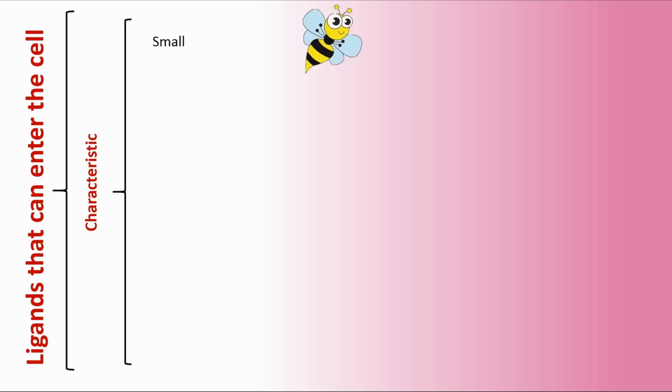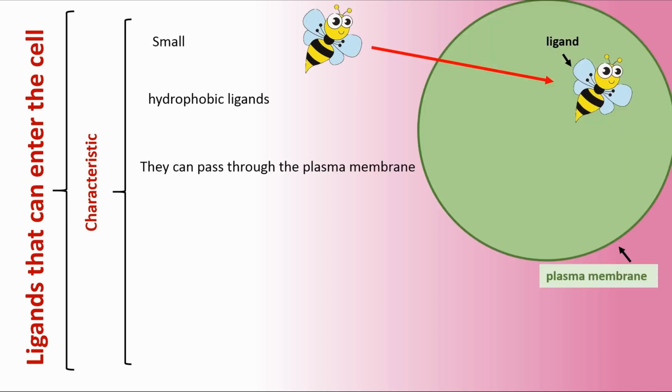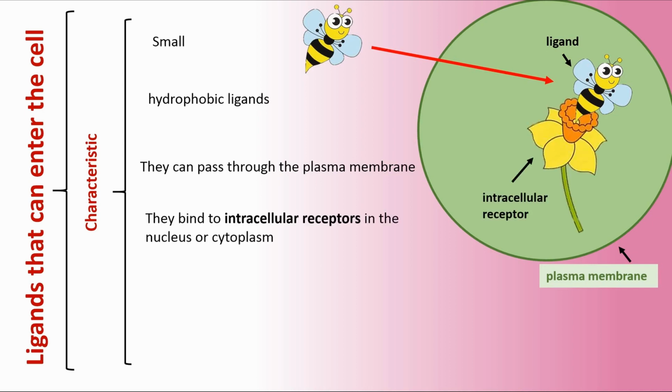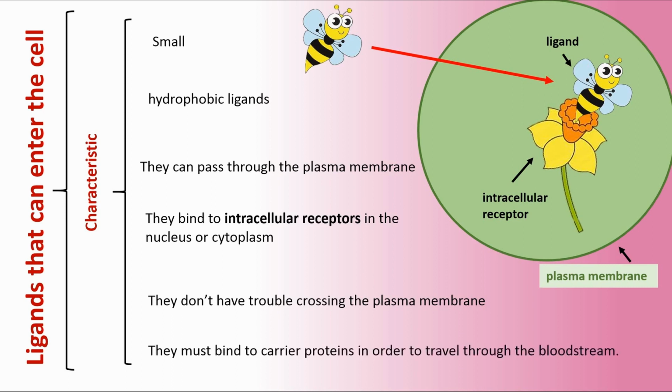Ligands that can enter the cell. Characteristics. They are small, hydrophobic ligands. They can pass through the plasma membrane. They bind to intracellular receptor in the nucleus or cytoplasm. They don't have trouble crossing the plasma membrane. And they must bind to carrier proteins in order to travel through the bloodstream.